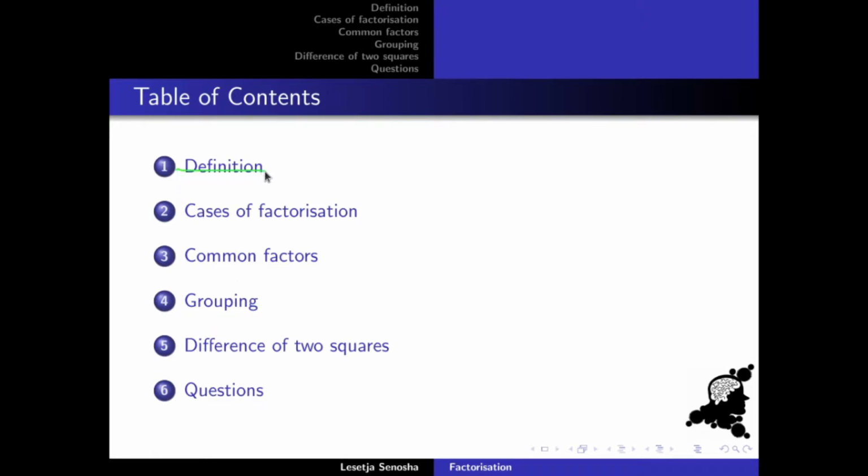So the definition of factorization, the cases where factorization is needed, the factorization by using common factors, grouping, difference of two squares, and a few questions that we can answer so that we make sure that you understand how to factorize. Now, let's jump in, right?